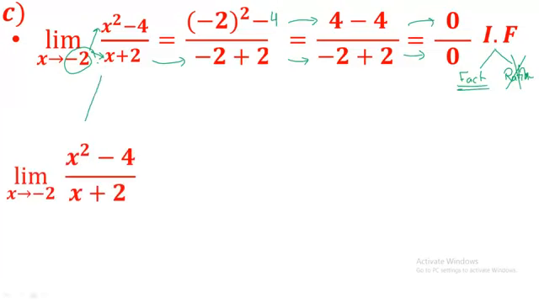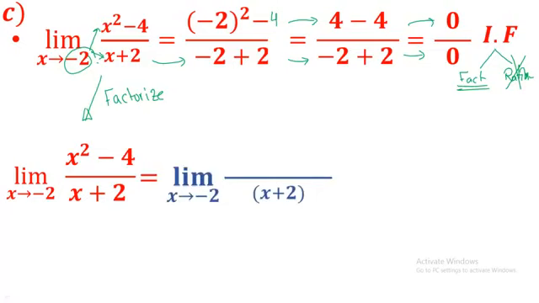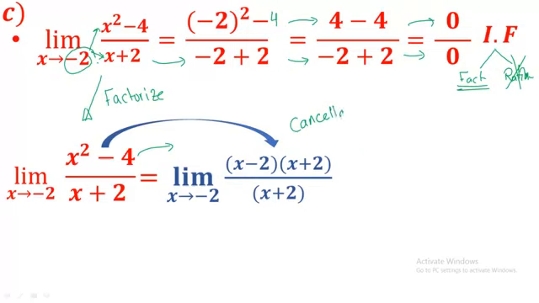So, limit as x tends to minus 2 for the rational function x squared minus 4 over x plus 2, and we will use factorization, and now we will get what? We will get x minus 2 into x plus 2 over x plus 2. Remember that the cancellation is a very important step. So x plus 2 and x plus 2 will be cancelled, and we will have now limit as x tends to minus 2 of x minus 2.